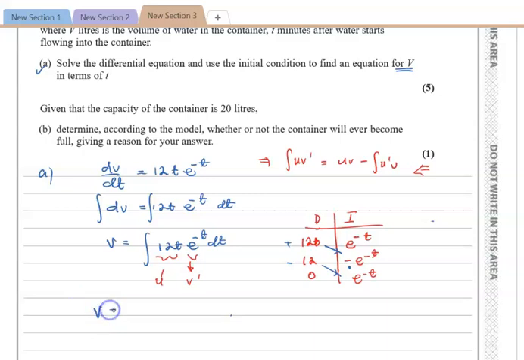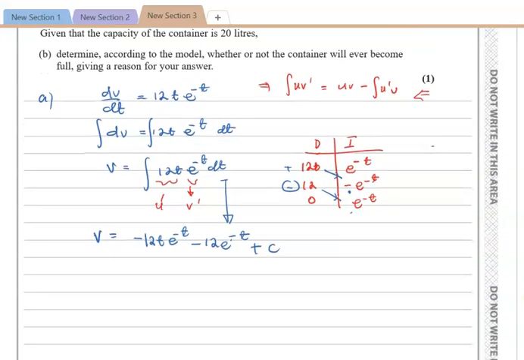So now we can join it together. This integral is going to be 12t times negative e^(-t), so negative 12t e^(-t), minus 12 multiplied by this, which is e^(-t), plus C. This is your integration. Using the DI method makes integration by parts very simple. But you need to find the value of C.